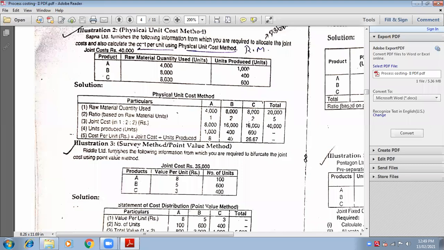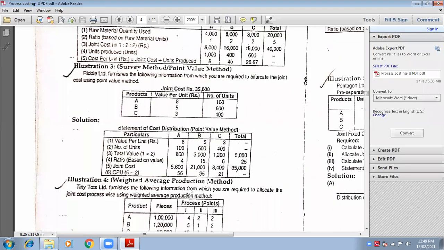See, this is the third question that we are going to start today, and it is related to survey method. We can call it point value method also. So Riddle Limited furnishes the following information from which you are required to bifurcate. Bifurcate means allocate, or you can say distribute, the joint cost using point value method. Now remember, what is point? Point is total value. Point value means total value as per the consideration of value per unit.